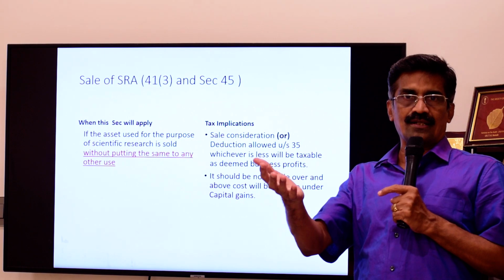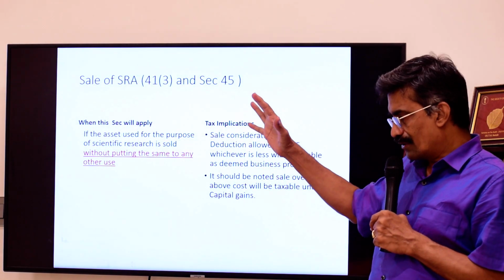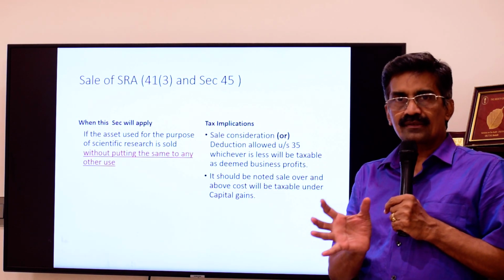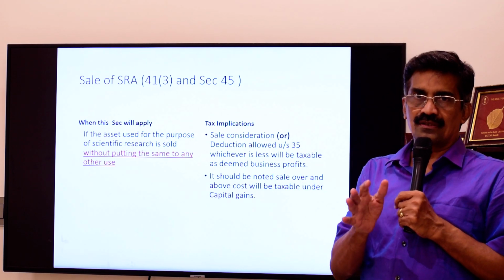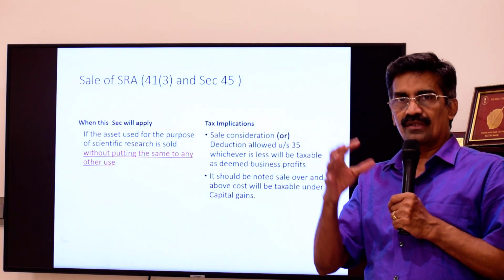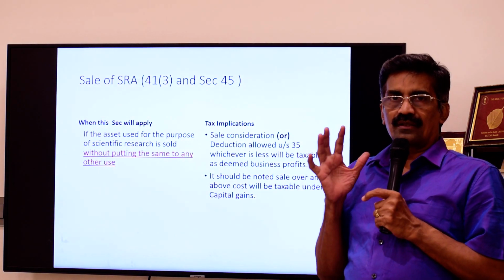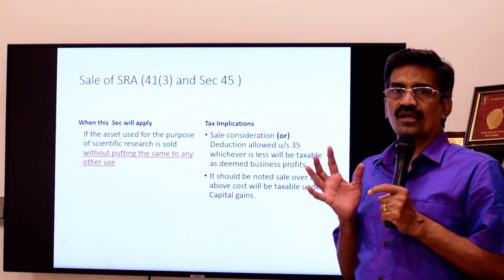If I sell for 110, 110 is not going to be business income, because I was allowed deduction only to the extent of 100 lakhs in business income. Therefore, to the extent of 100 lakhs will be considered as business income. Balance 10 lakhs, which is 110 minus 100, will be considered as capital gains. Now this capital gain will be short term or long term depending on holding period.